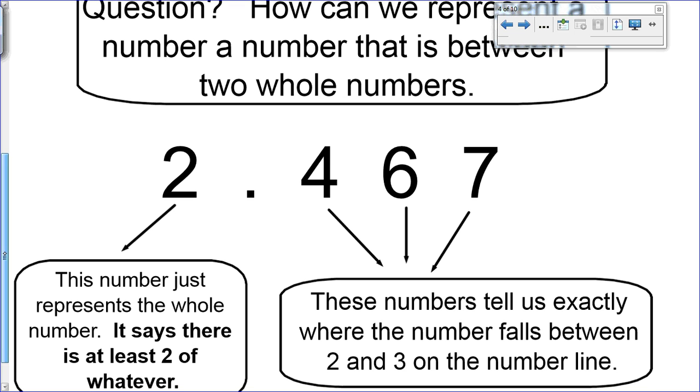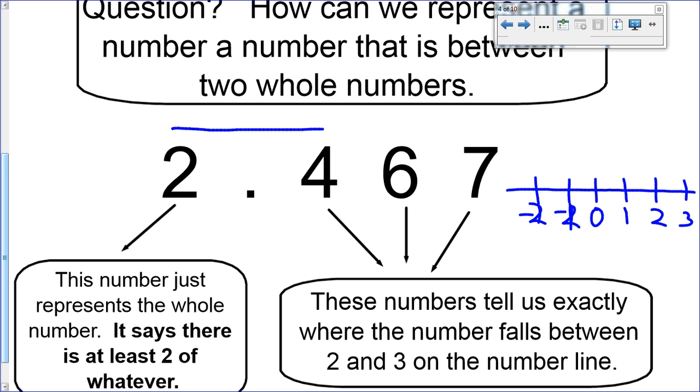So the job of decimals is to represent numbers that are between integers, or whole numbers. So if you have negative 2, and negative 1, and 1, and 2, and we'll say 3. Well, our number here, our 2.467, it's more than 2, but it's less than 3, so it falls somewhere in here. And that is the job of the decimal places, to tell us exactly where it falls.